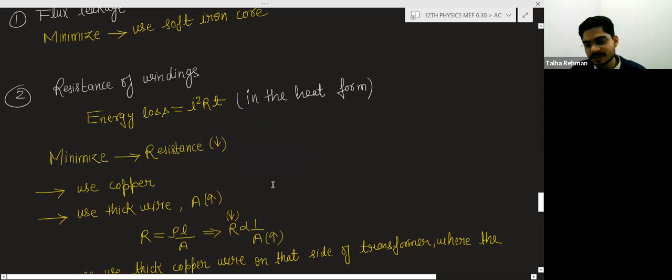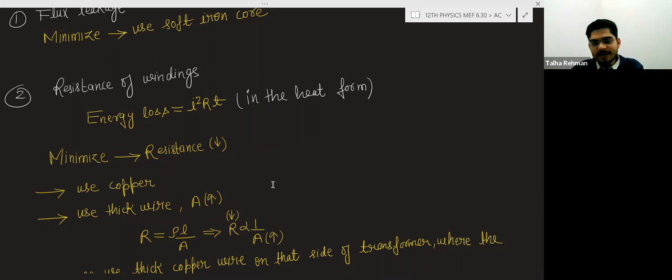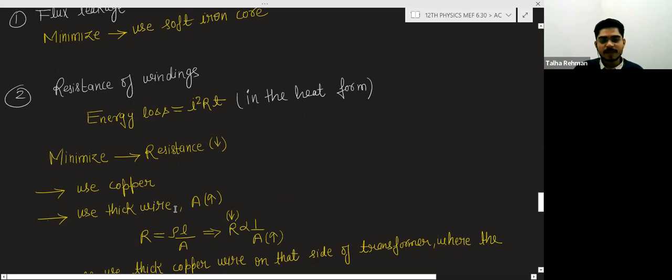How will you decrease the resistance of the winding? There are several ways. Basically, you should use winding of copper, because copper has the least resistivity. And use thick copper wire.